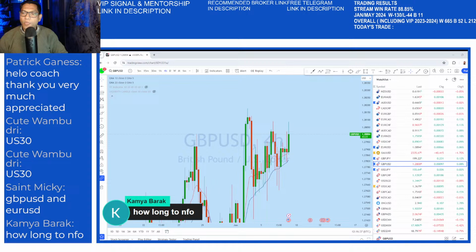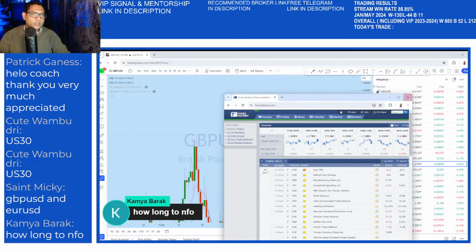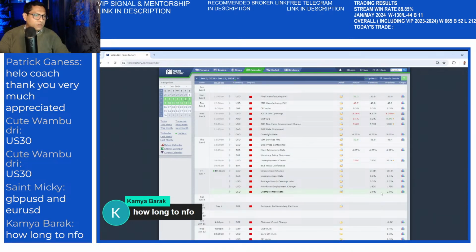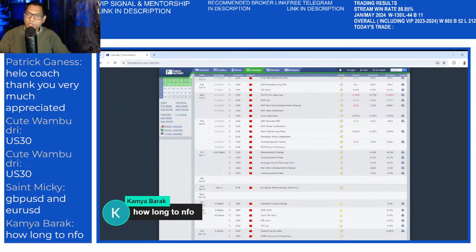So if you are new in trading, probably you don't know about the NFP. Anyone here that you don't know what is NFP? Let me see if there is any new trader. Also, let me know, traders, how long you are trading. Some traders believe that they need a lot of experience. Some traders become profitable very quickly.